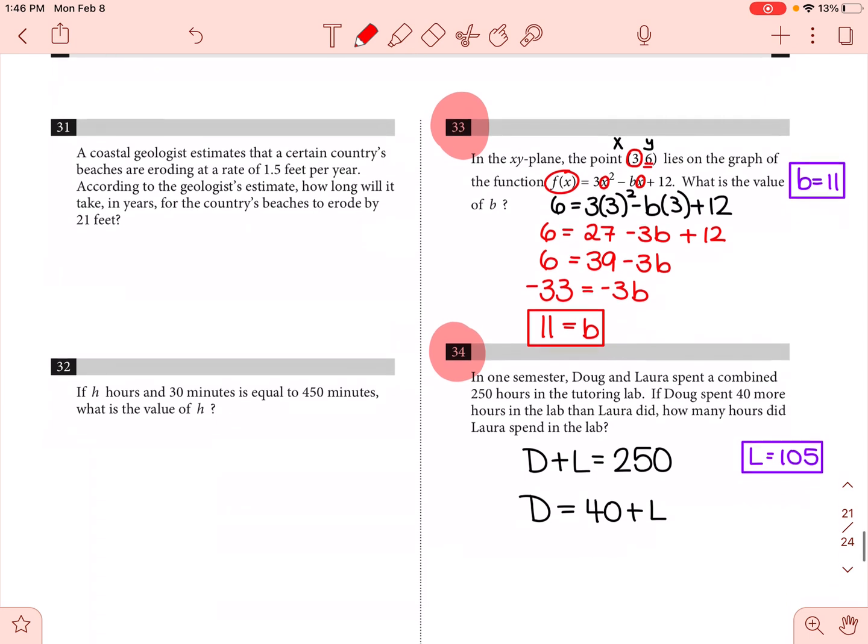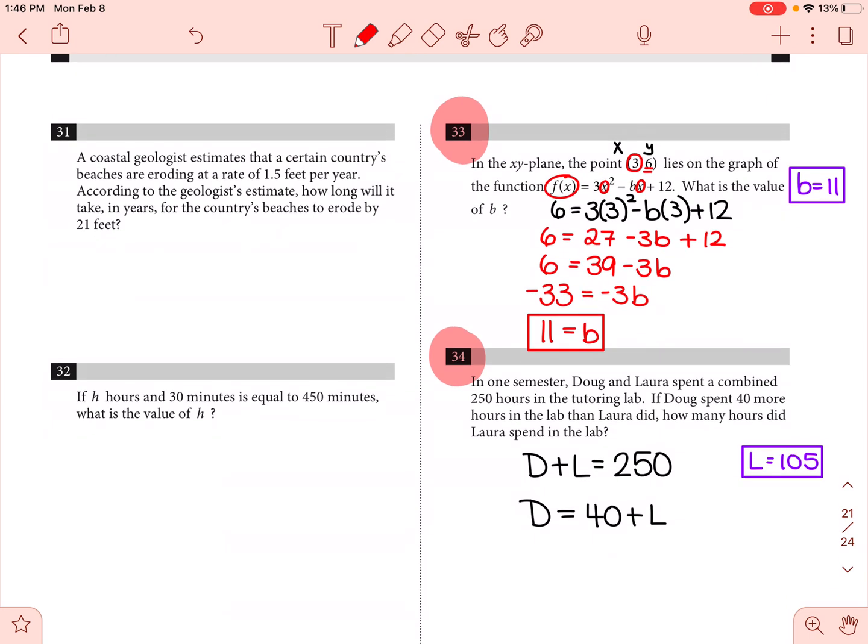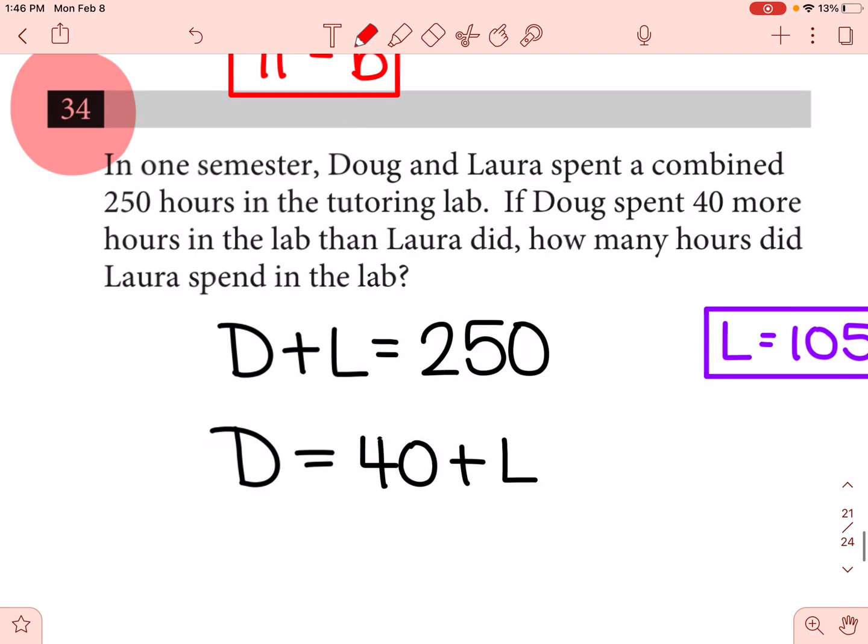Love the next one, number 34. This is an Algebra 1 problem, a little disguised as a word problem, but it's Algebra 1. It's a system of equations. In one semester, Doug and Laura spent a combined 250 hours in the tutoring lab. If Doug spent 40 more hours in the lab than Laura, then how many hours did Laura spend? So this is a system of equations. There are 2 situations. The total amount of time, so Doug's time plus Laura's time, is 250 hours.